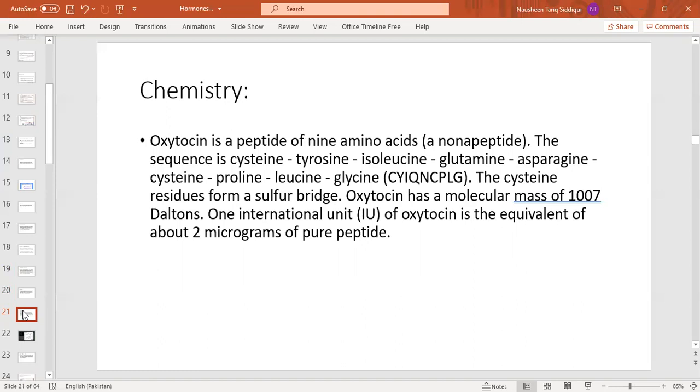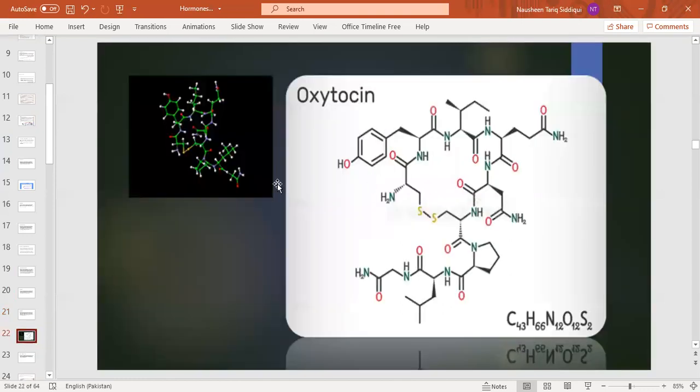The cysteine residues form a sulfur bridge. Oxytocin has a molecular mass of 1007 daltons. One international unit of oxytocin is equivalent to about 2 micrograms of pure peptide. If you look at this, this is the structure of oxytocin where different amino acids are attached. But this linkage through the disulfide bond is important for the activity. How, I will describe further, okay?